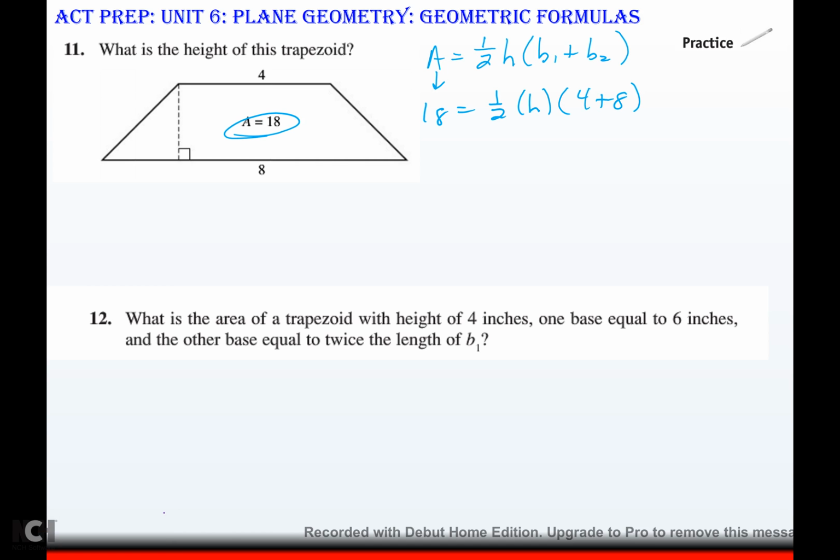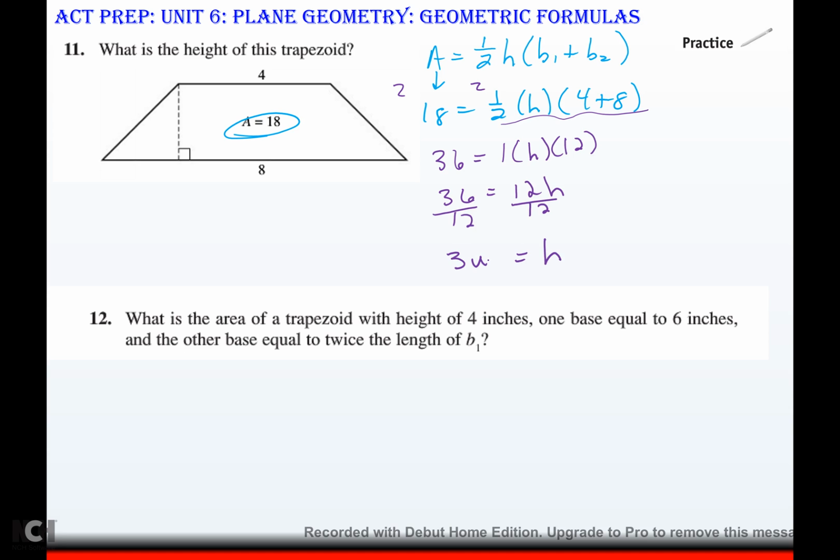First of all, I'm going to multiply by 2 because I hate fractions. This is all one product, so I just have to do it once. So that's going to make 36 equals 1 times h times 12. That gives me 36 equals 12h. Divide by 12, and I get my height is equal to 3 units.